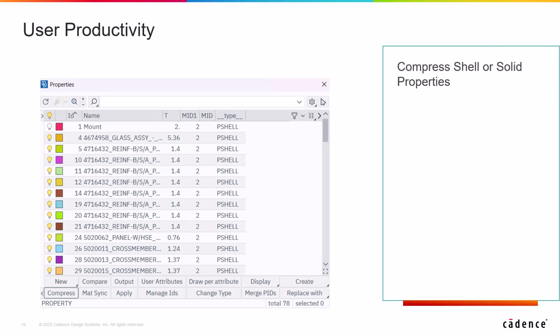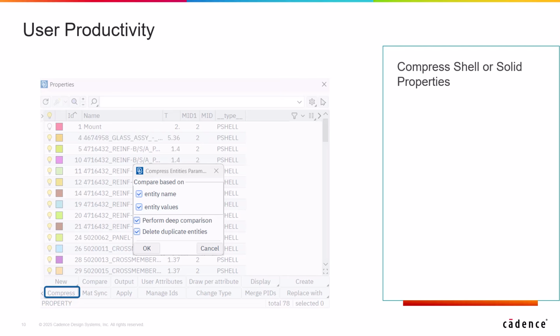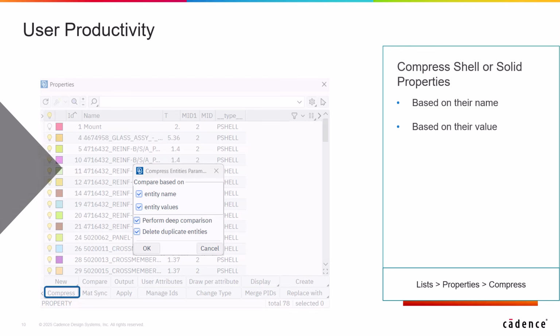Moving on, the compress function would compress all entities that were not utilized. But now in a similar way to the material card, it is possible to compress shell or solid properties based on their name or their values. So if they have the same values or name, they can be compressed even if they are utilized.